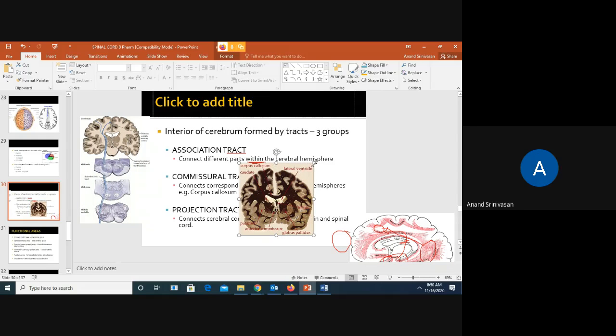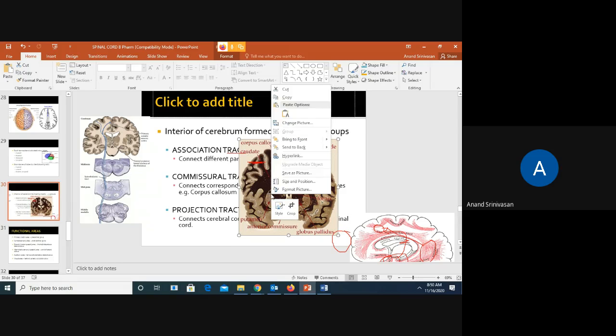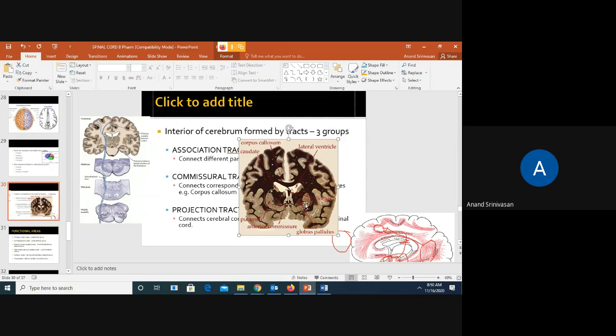The commissural tract connects different parts of the brain, the different areas of both the right and left cerebral hemispheres. Why is this important? For example, you are driving a car. Your right hand is on the gear to change the car gear, or you want to change the music, but your left hand is driving the car. So there is an integration.